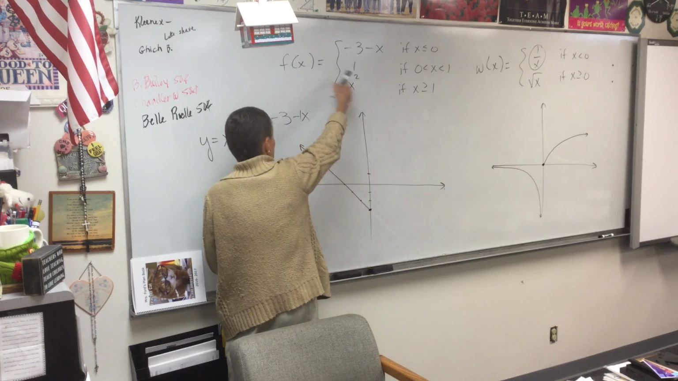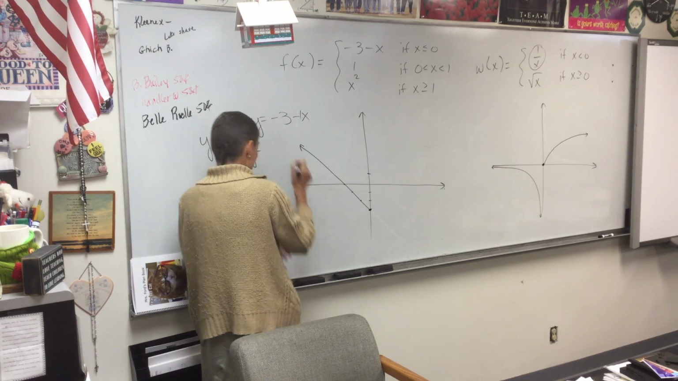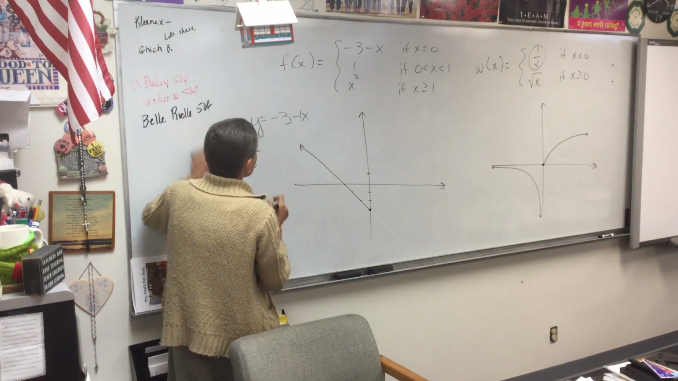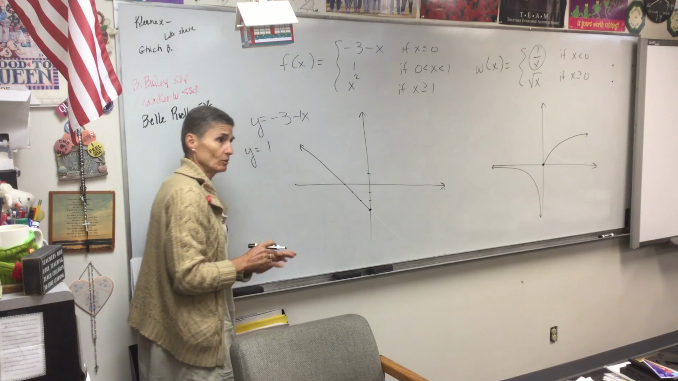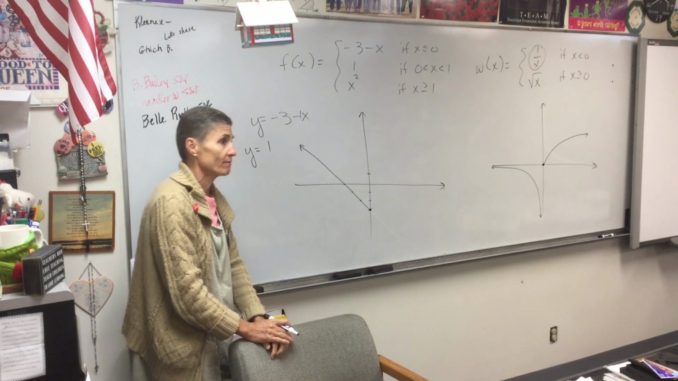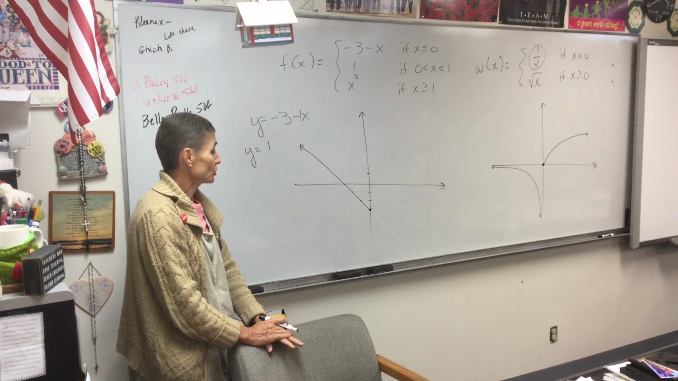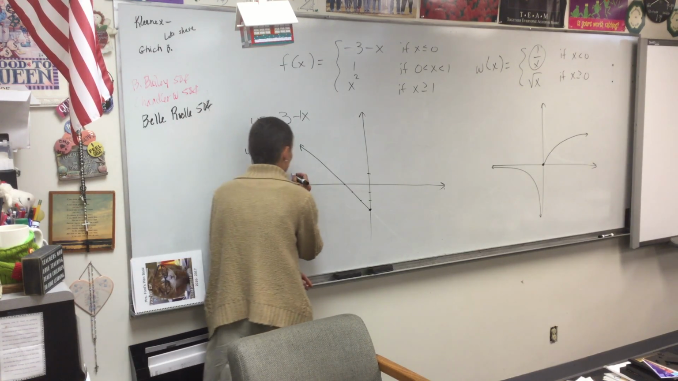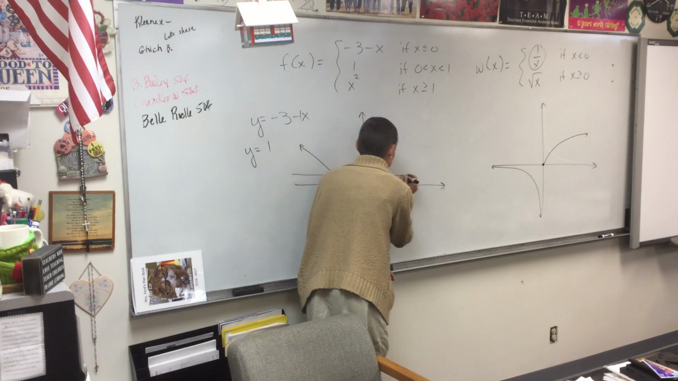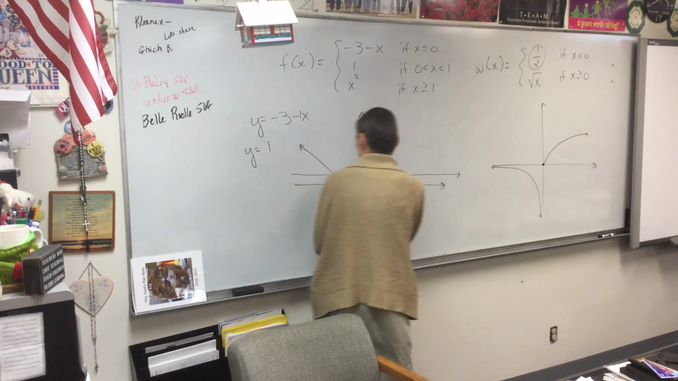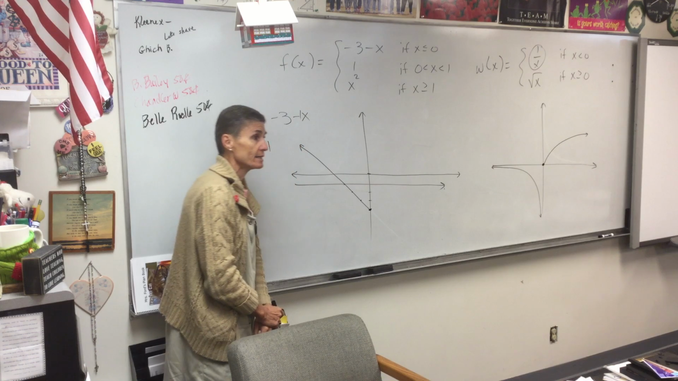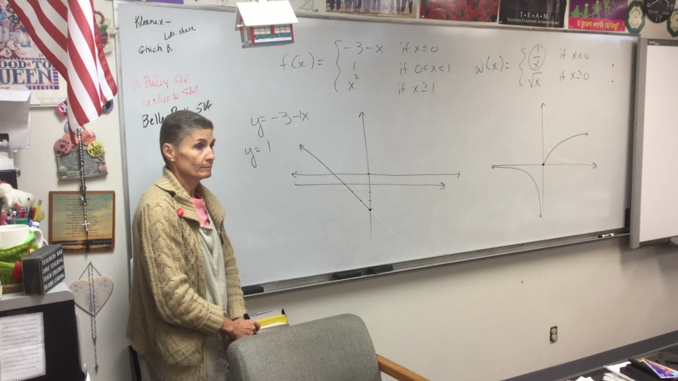Now, the next row says literally y equals 1. What does that look like? That is not one of our BFFs. What does y equals 1 look like, Katie? It's just a horizontal line. So that would be this right here. Here it is. There's the line where y equals 1.